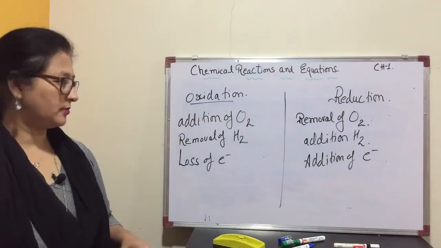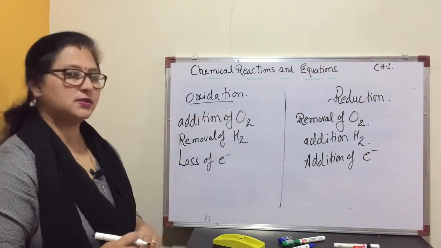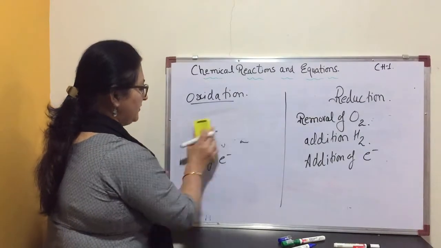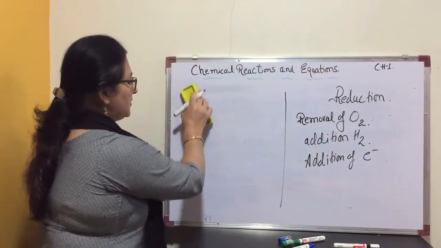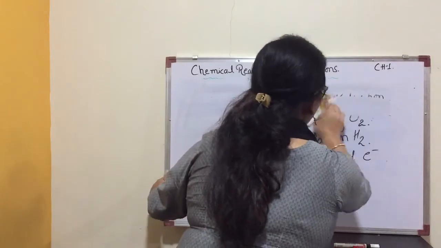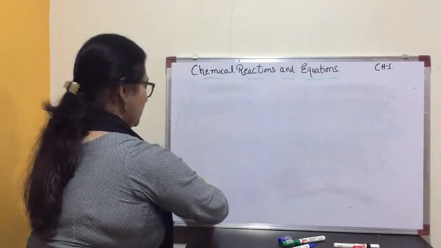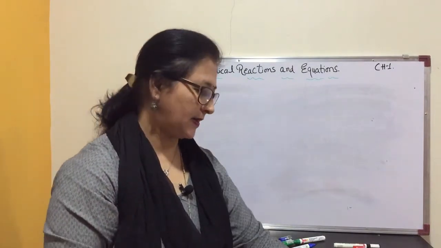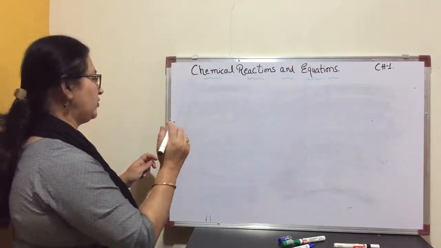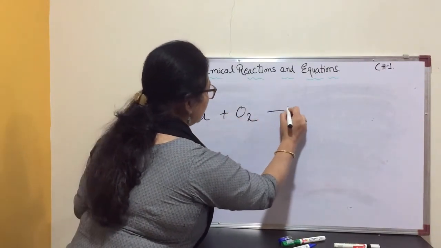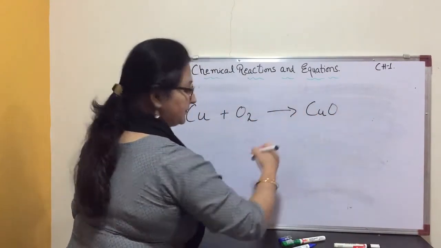Clear? But you don't have this in your syllabus. So let's see the reactions which we have in our book. The first reaction is where copper is heated in presence of air. So what will happen when you heat copper in presence of air? Cu plus O2, you will get copper oxide.